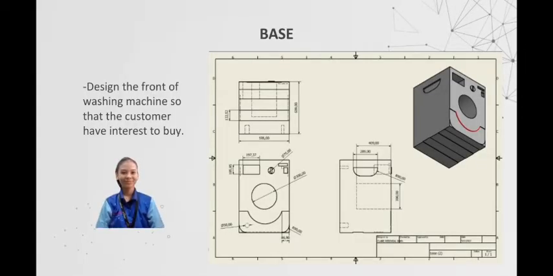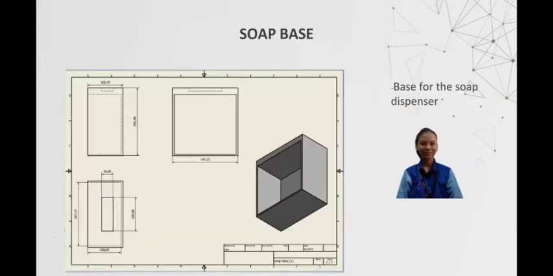Base. The base of the washing machine is a front design that can attract the attention of the user and serves as the cover for the washing machine. The length and width of the washing machine are 595 cm and 065 cm. Soap base. Soap base is the place where the soap dispenser is put, and the height for the soap dispenser is 191.71 cm and the width is 10 cm.